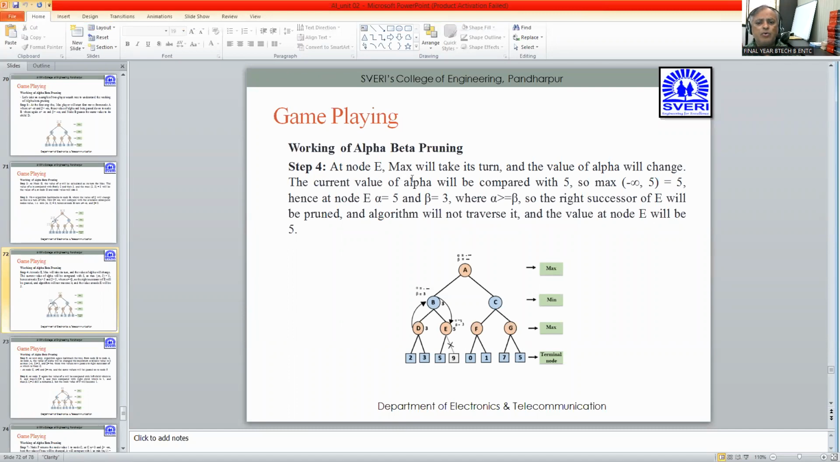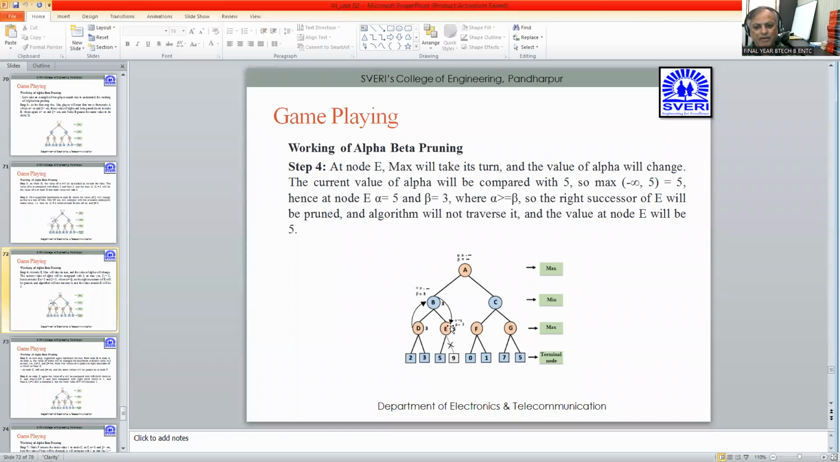Now step number 4. Now at E node, अभी ये डी हो गया, बी भी हो गया, अभी ई की तरफ चलते हैं. The value of the alpha will change. The current value of the alpha will be compared with 5. Now यहाँ पर 3 आ गया, बराबर. So beta is 3. Now in this case what will happen? It will go to maximum. So 3 और 5 है ना? यहाँ 3 है, वो इधर आ गया E के पास. तो अभी यहाँ पर कितना हो गया? बीटा 3 हो गया और अभी मैक्सिमाइजर क्या हो गया? अल्फा है. अल्फा कितना हो गया? 5.